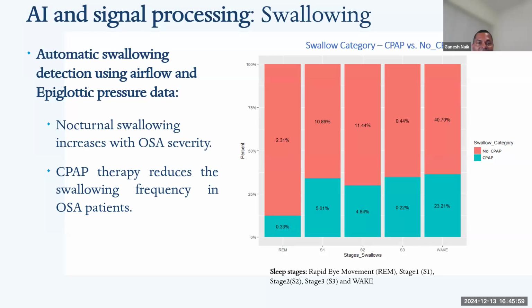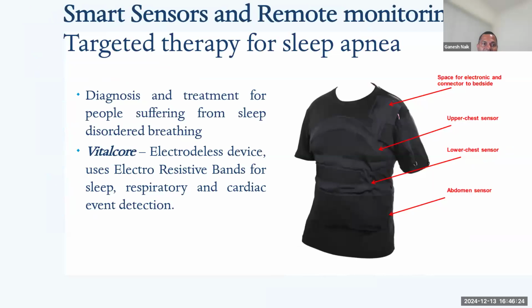So this is the software developed. It's automatic swallowing detection using airflow and epiglottic pressure. Currently this is being tested at Sydney University. There's a big swallowing lab, and they are testing this one. And then we're trying to commercialize this in swallowing clinics and other places. Yeah, so that's the second application.